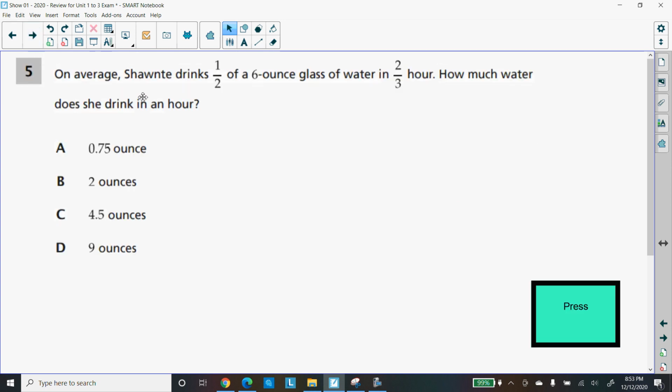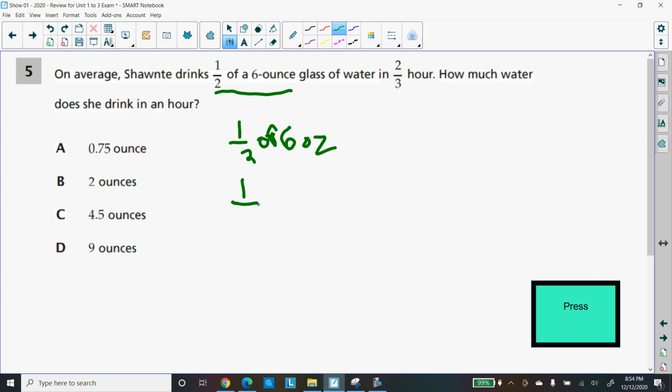On average, Shantae drinks half of a 6-ounce glass of water in 2/3 hour. How much water does she drink in an hour? Well, let me read that again because I saw something at the beginning about half of a 6-ounce glass. Half of a 6-ounce glass, we said "of" is a good word to know. It means times. So 1/2 times 6 ounces, that's 3 ounces. So she's drinking 3 ounces of water in 2/3 of an hour.